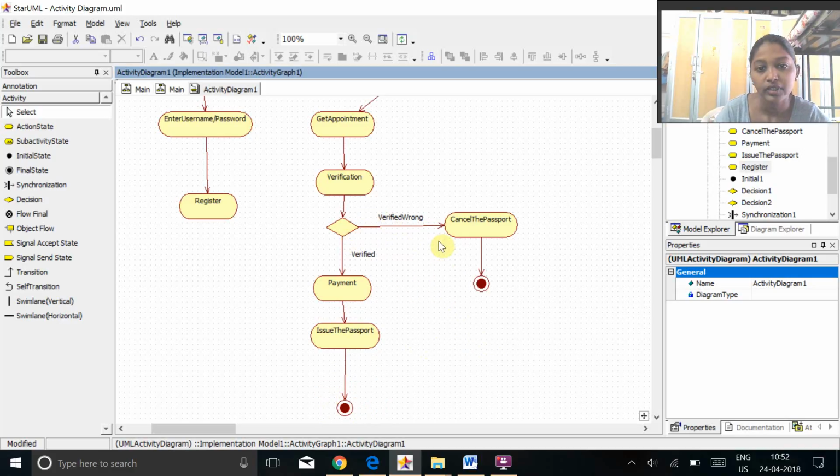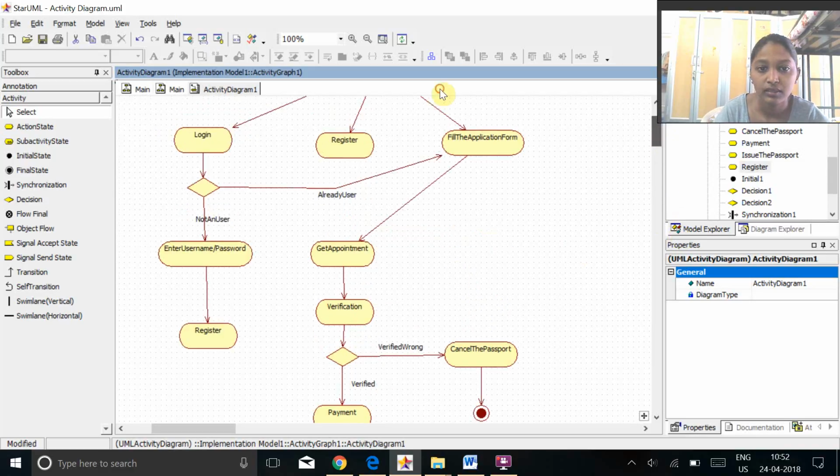If it is verified wrong, the passport will be cancelled there, and that is also an end stage. So here we have one initial state and two final states, or two final nodes. Here, after filling the application form, he will get the appointment and then verification. So this is my activity diagram.